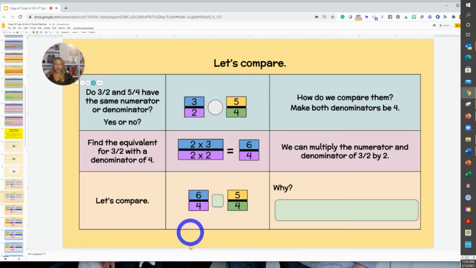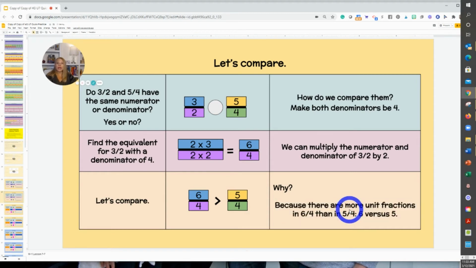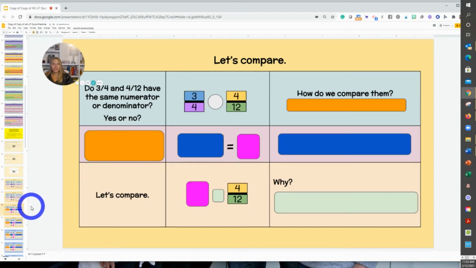Let's continue our comparison. 6/4 compared to 5/4, class, greater than. Boys and girls, why? Turn and talk, call on one person. Boys and girls, why? Because 6/4 is greater than 5/4. And then we're finished. So you can continue on in that manner.